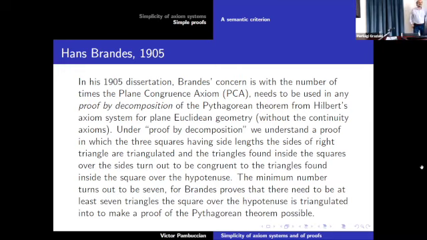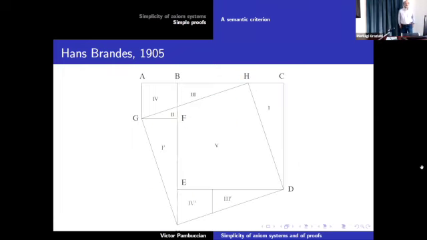So you need 7 uses if you want to prove the Pythagorean theorem by decomposition. Then you have to use the plane congruence axiom at least 7 times. Why? Because he was able to prove in his dissertation that you can't do it with fewer than 7 triangles in your triangulation. In fact, the ideal situation is the one presented in this picture.